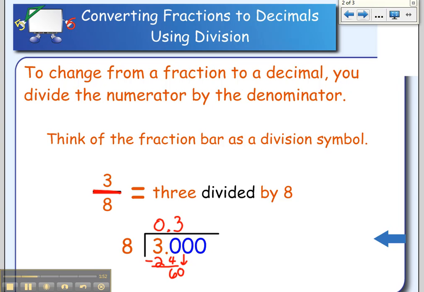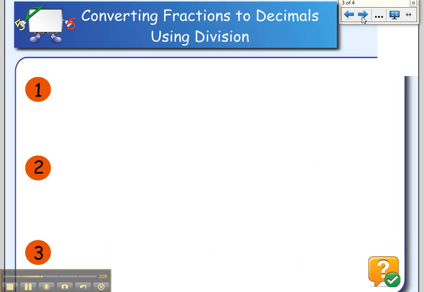8 can go into 60. Let's see here. I know my math facts, so I know it can go into it 7 times. So I'm going to subtract my 56. This is going to keep going. You're not going to be able to see it, but I would keep my division going, and I would get 0.375. Let's do 1 or 2 more practices to make sure everyone understands this.